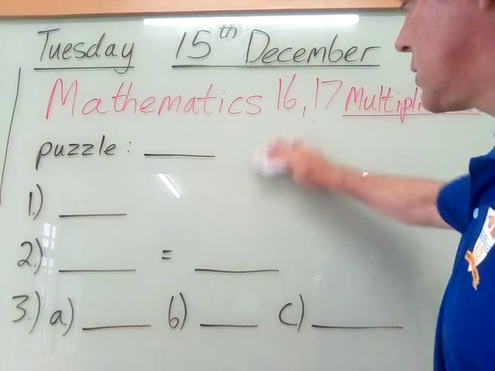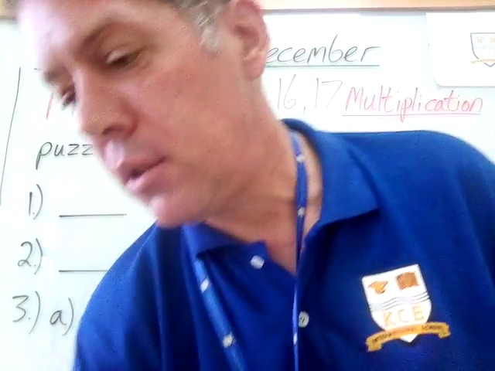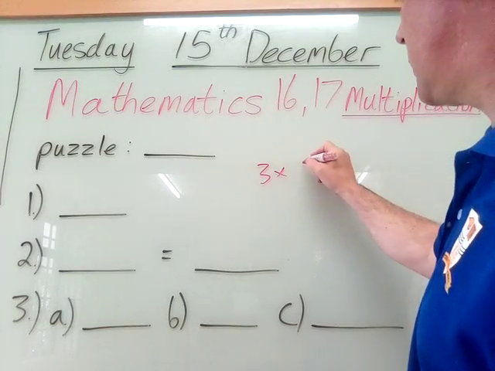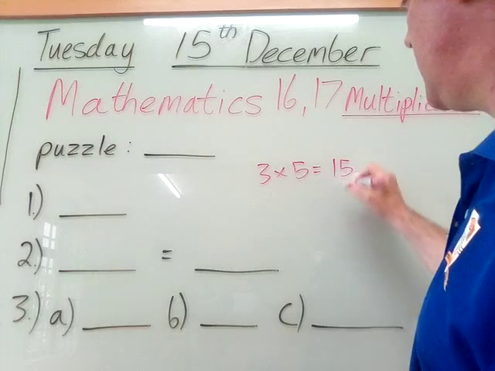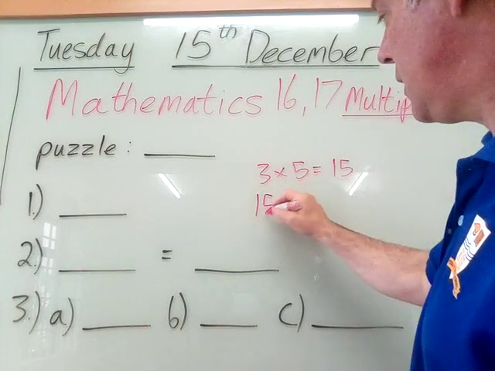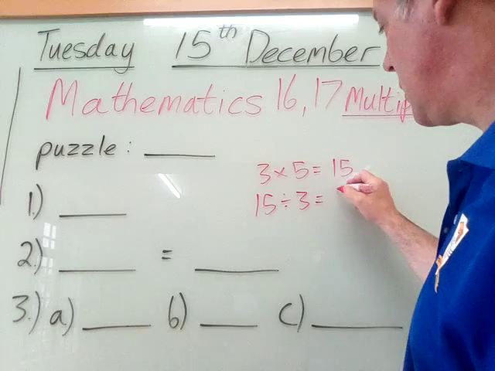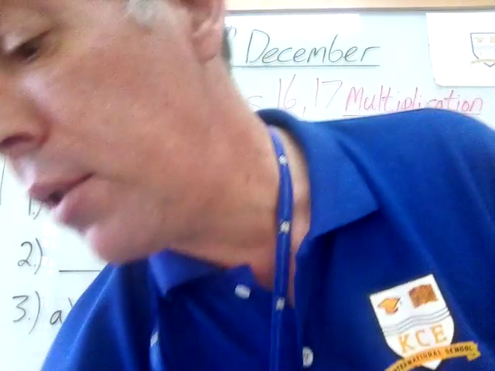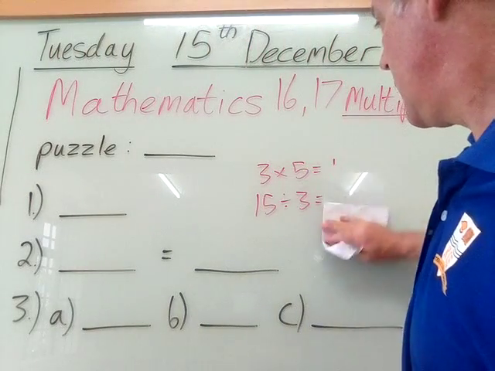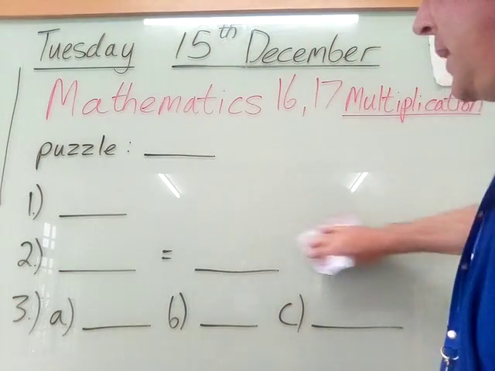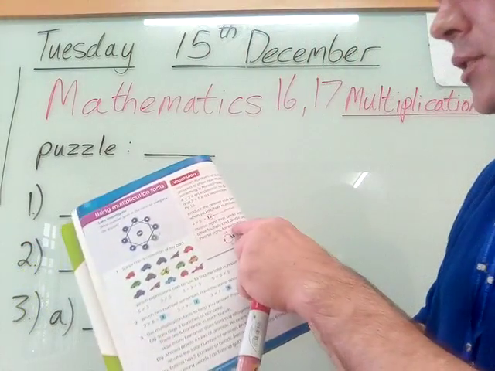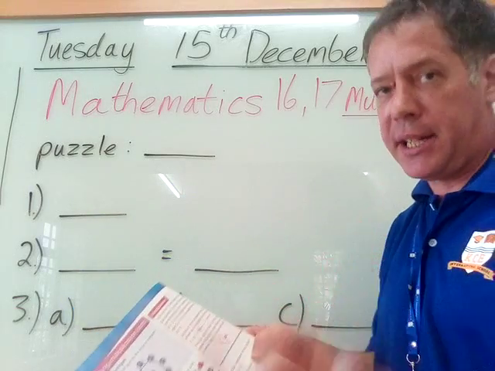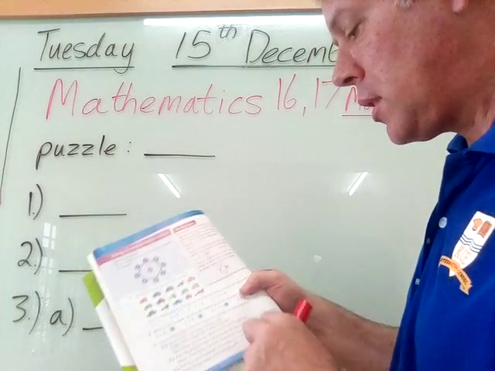Now we're talking about multiplication and inverse, right? So 3 times 5, product is 15, right? 15 divided by 3 would be 5, right? That's an inverse. You're doing the opposite thing. Okay? So that's basically what that means. Inverse, undo the other. So multiply and divide are inverse signs. Addition and subtraction are inverse.